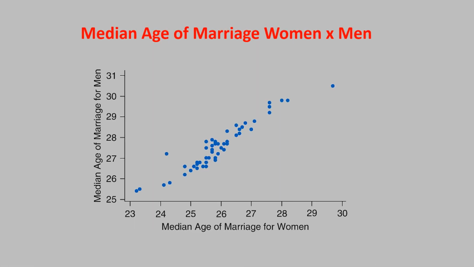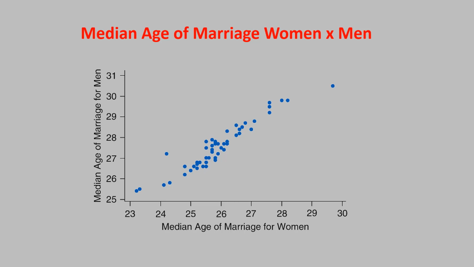This chart shows the relationship between the median age at which women marry and the median age at which men marry for a sample of respondents to the General Social Survey. It's an extremely useful chart analytically since it provides anyone looking at it with lots of information. You probably remember charts like this from high school algebra.